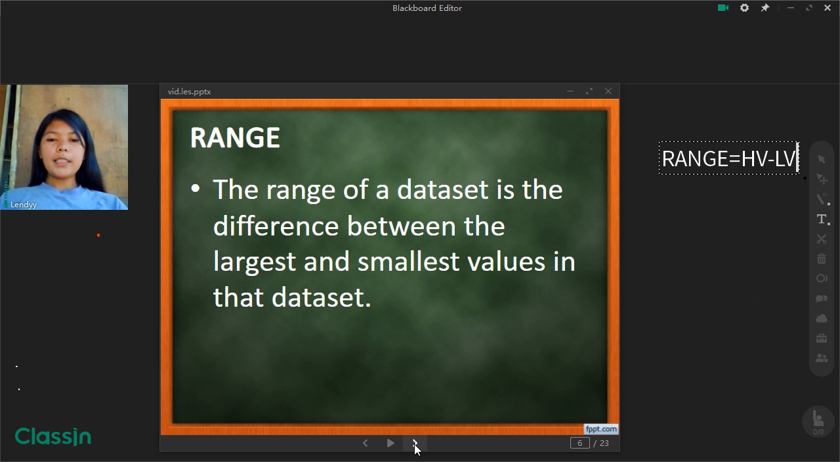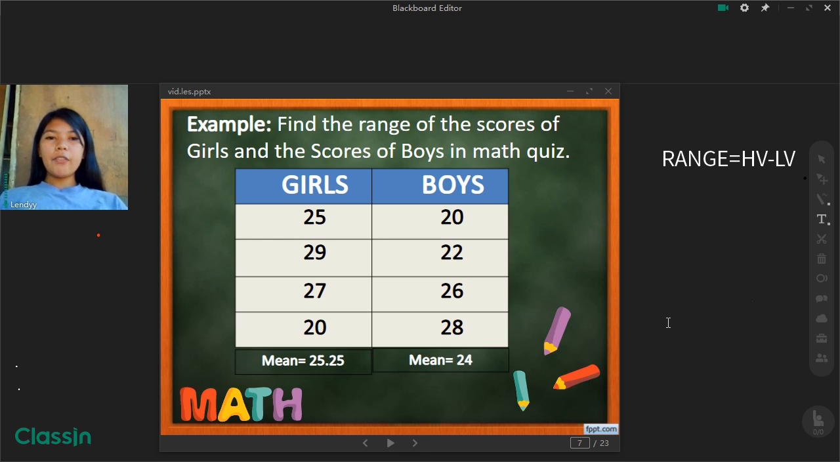We have this example. Find the range of the scores of the girls and boys in a quiz. We find first the highest score for the girls and the highest score for the boys. We have the highest score 29 and our lowest score is 20. So in finding the range of the girls, we will just simply subtract our lowest score from our highest score, which gives us 29 minus 20 is equal to 9.